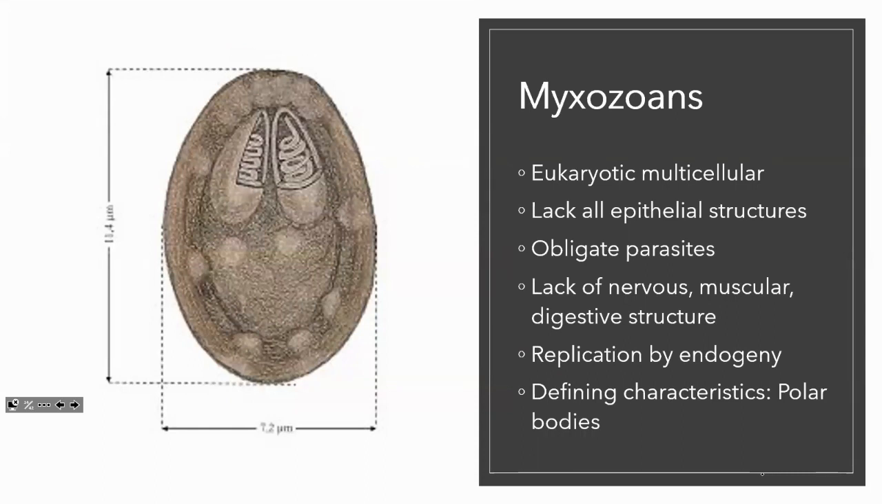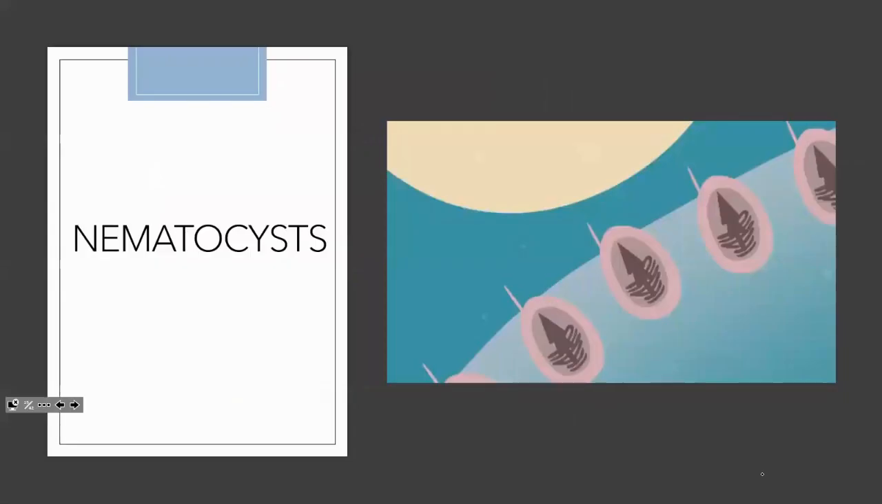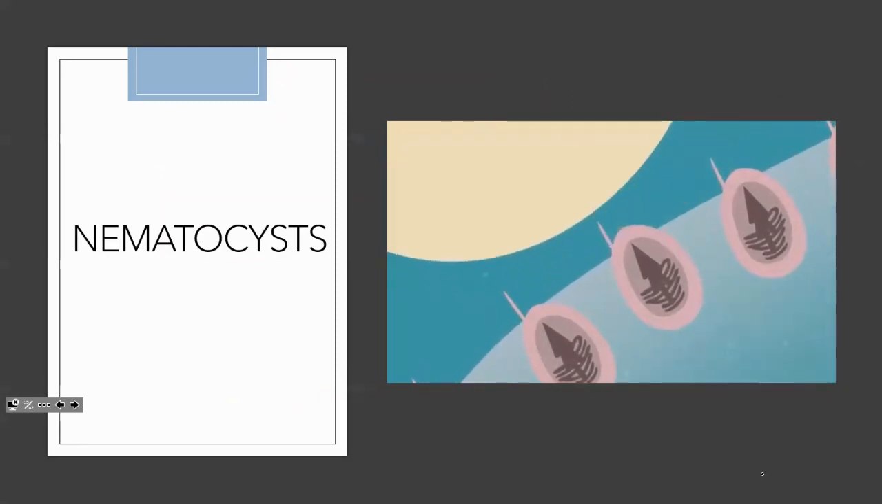Now, polar bodies are very similar. They are really one and the same with cnidarian nematocysts. If you don't know what a nematocyst is, I hope that this works. So this is actually a jellyfish stinging cell, and that's what we're looking at right now. We might not be able to watch that again.